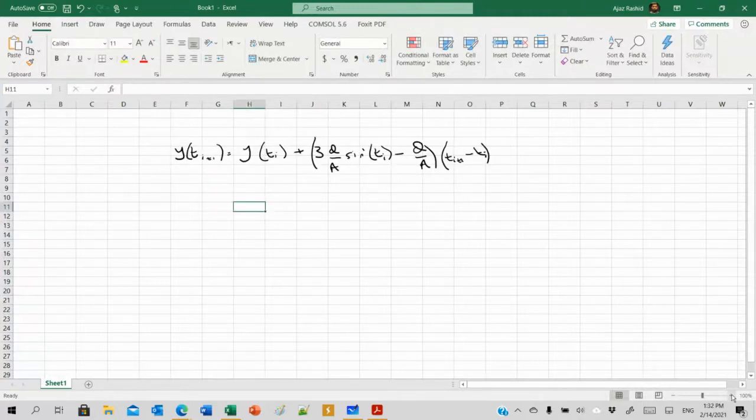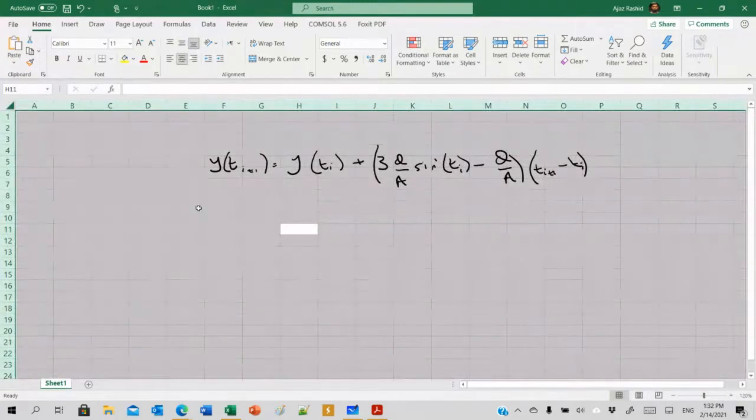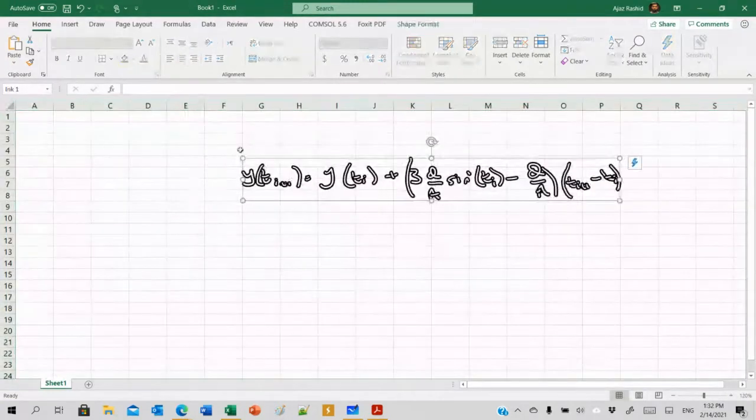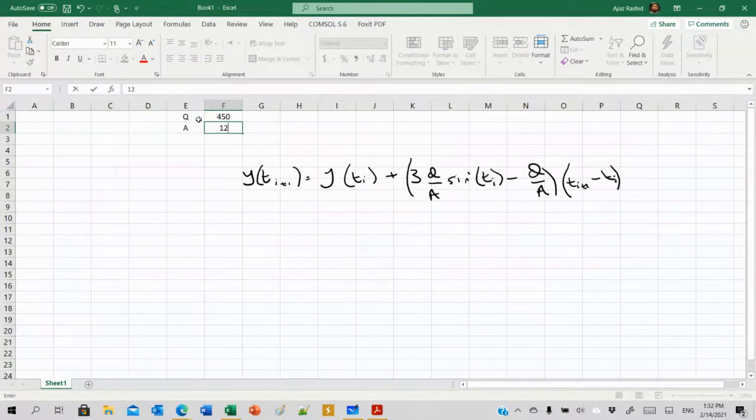Okay, I'll put it here. This is our equation. I'll put the Q and the A values here. The Q is 450, area is 1250.